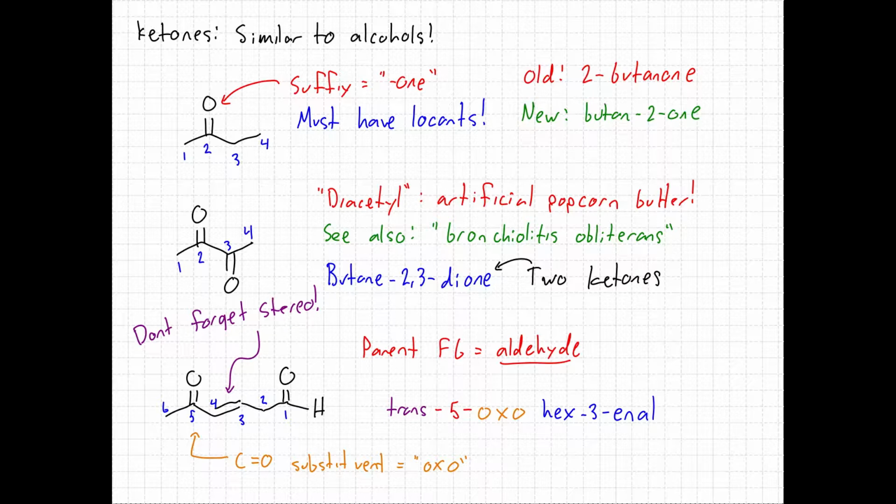The last thing we have to remember, though, is that we have a double bond that could generate stereoisomers. So don't forget stereochemistry. We have to put the stereochemistry for the double bond. Here trans or E would also work for this. So trans-5-oxohex-3-enal would be the proper IUPAC name for this compound.